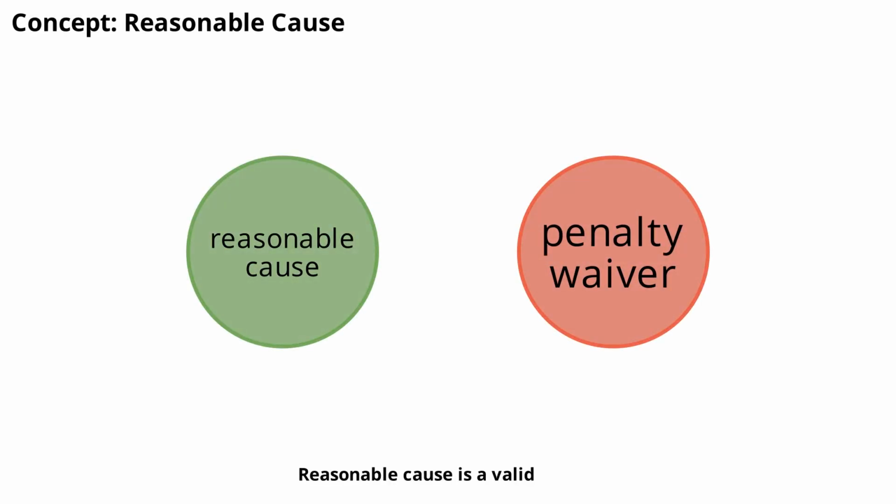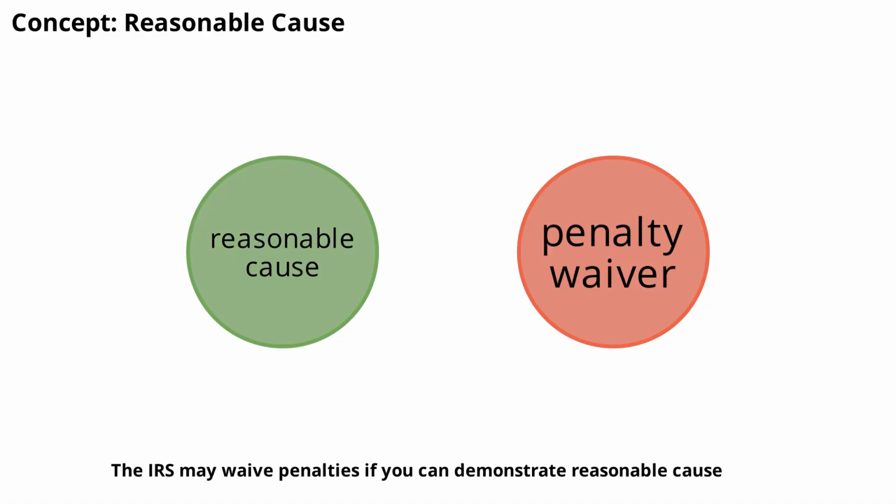Reasonable cause is a valid, documented reason for failing to comply with tax laws, such as illness or natural disaster. The IRS may waive penalties if you can demonstrate reasonable cause. This concept ensures fairness for taxpayers facing genuine hardships.